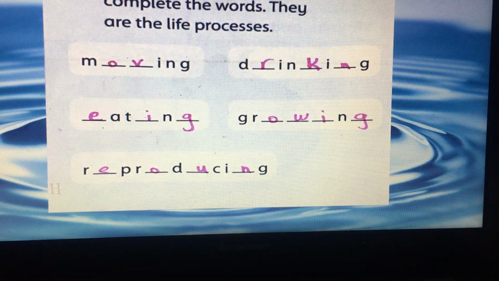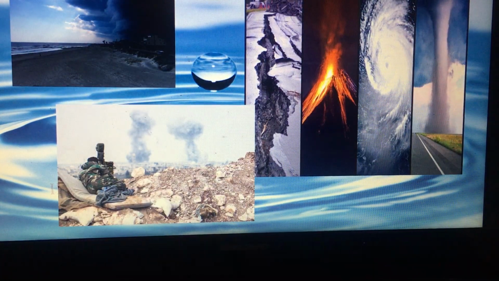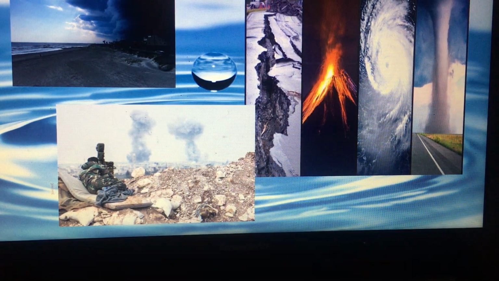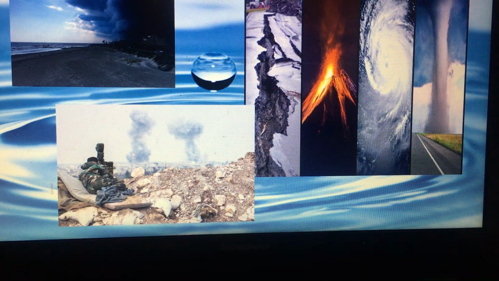Okay, the last thing in this lesson, you have to know that in some parts of the world, people don't have enough food and water to survive. That's because of bad weather. Some countries have bad weather, so they can't grow crops. And some countries have natural disasters like volcanoes, earthquakes, storms. Natural disasters can destroy food crops. And some countries are at war, so they might not have enough money or enough people to grow crops.